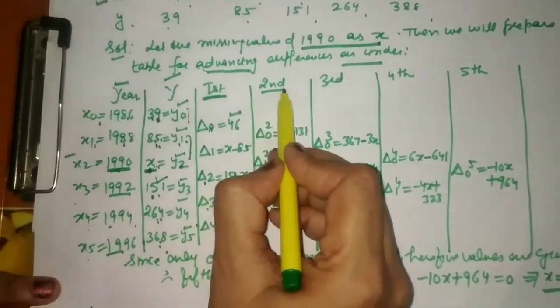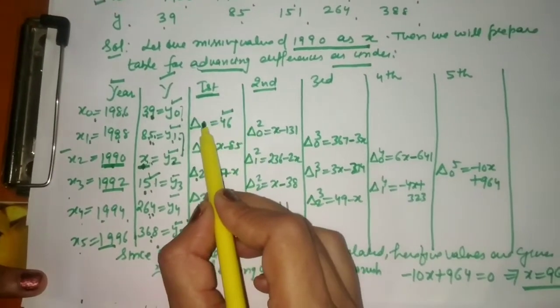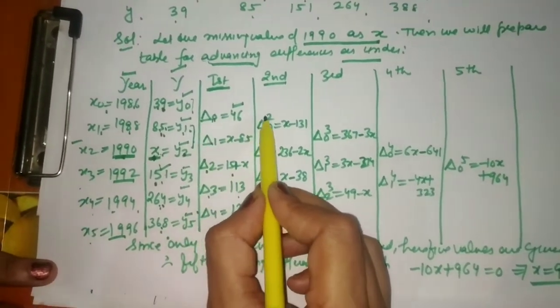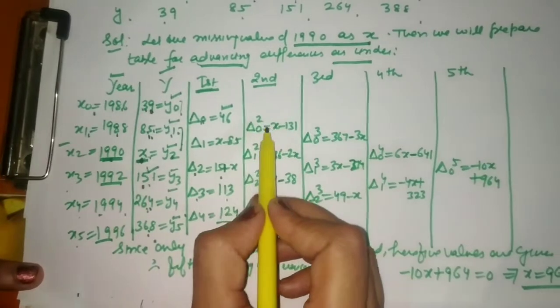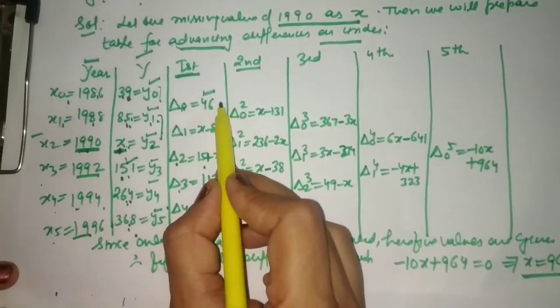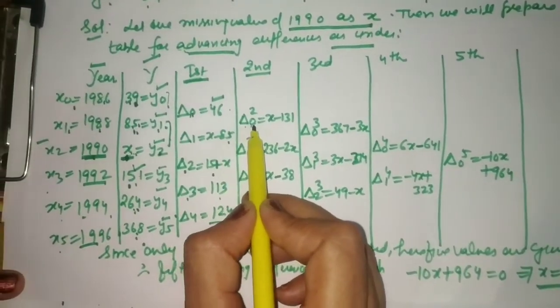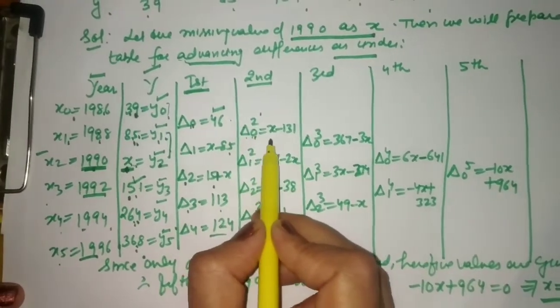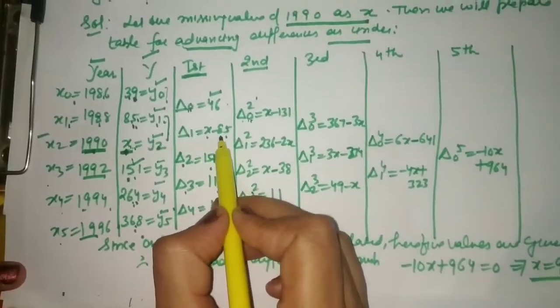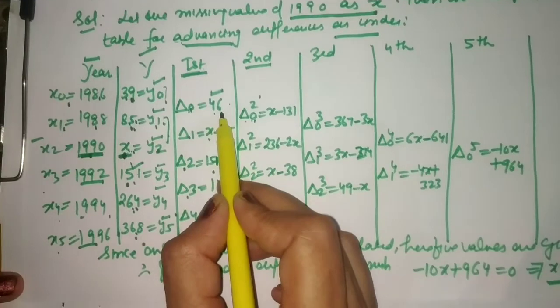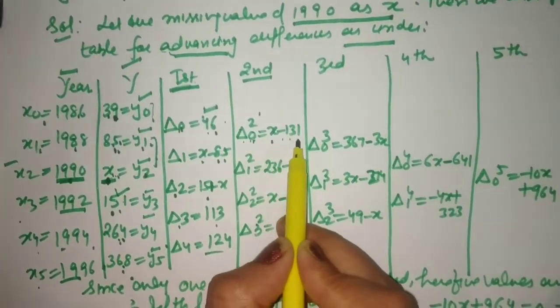Now, how do I formulate the second column? This is delta 0. Next, I will consider the squares. Between delta 0 and delta 1, I will take delta 0 square. How? Same process. That means x minus 85 minus 46. I am getting x minus 131.